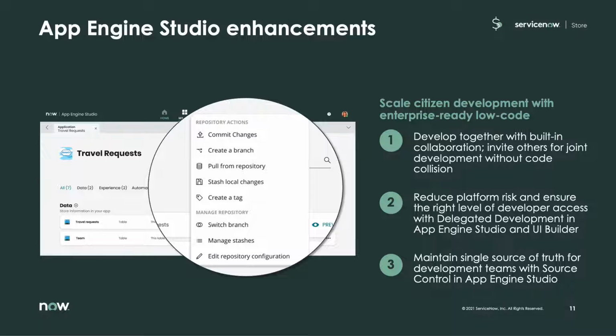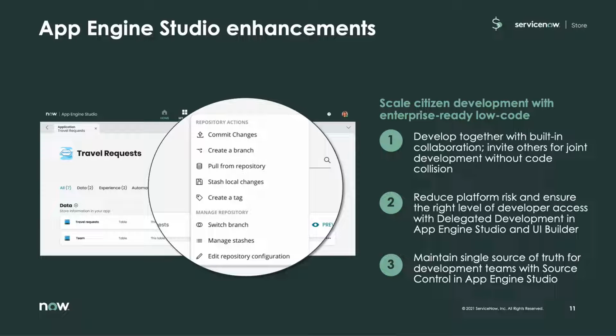But for those that have been using AES, two of the biggest things we've heard from you in that initial release of AES were that you were looking for collaboration and governance or control. And I am more than happy to say that available in our September 2021 release from the store, this new version of App Engine Studio has been enhanced in several ways. First, the collaboration allows developers to invite other developers into their application build, allowing them to work better together. That collaboration functionality is compatible with both AES and Dev Studio.